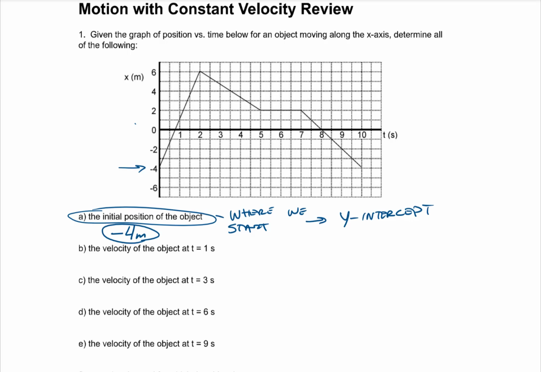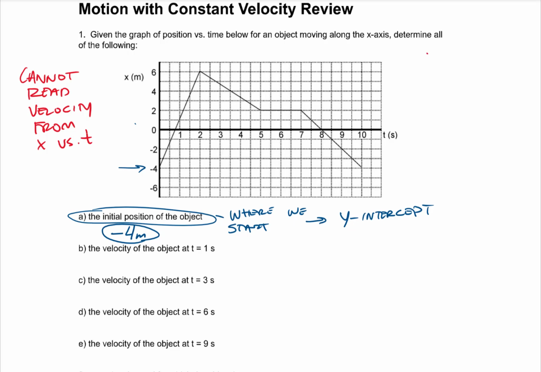Now, this is a position versus time graph. So something that's really important for us to keep in mind is that we cannot read velocity from the graph. The information that we get when we just read this graph is position and time information, not velocity.